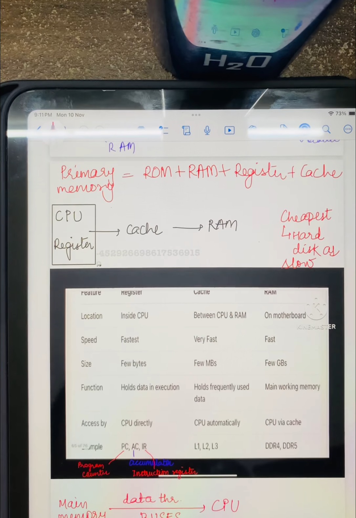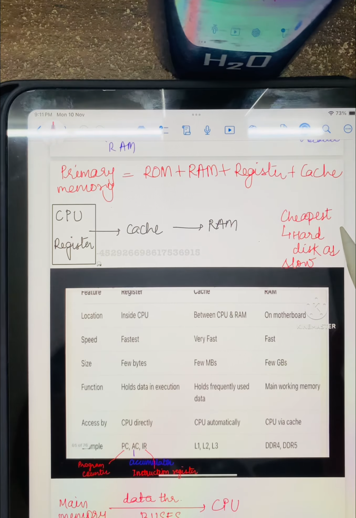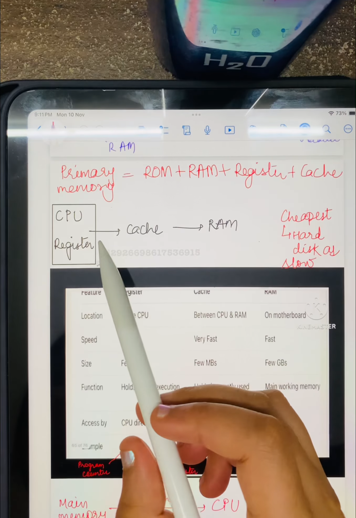So the cheapest is the hard disk as it is very slow. If you are asked what is the cheapest storage device, it is the hard disk as it is slow.